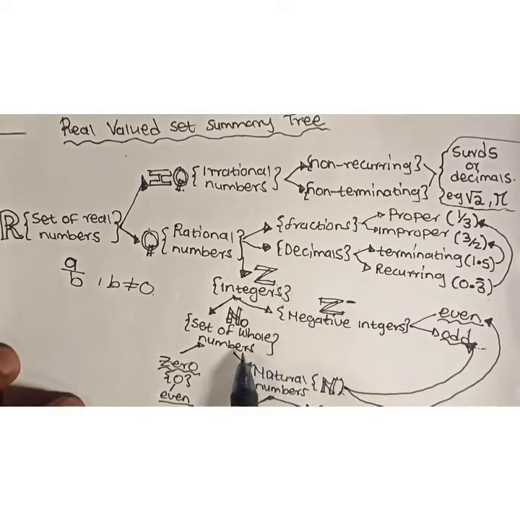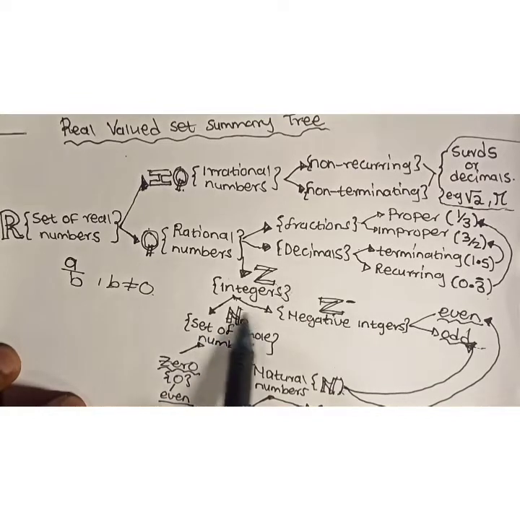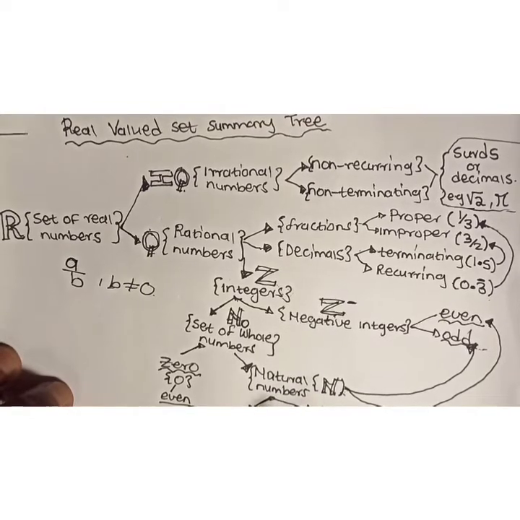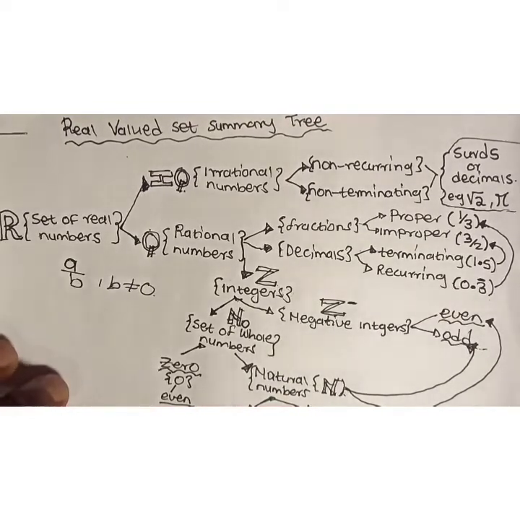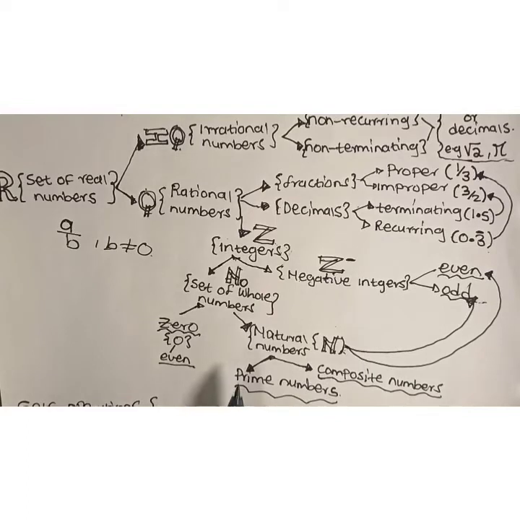So negative integers, as I said, are numbers that are less than 0. As for whole numbers, they are numbers starting from 0 going upward. So it's divided into 0, a set of 0 integer, and also a set of natural numbers. So a set of natural numbers can be classified as composite numbers and prime numbers.